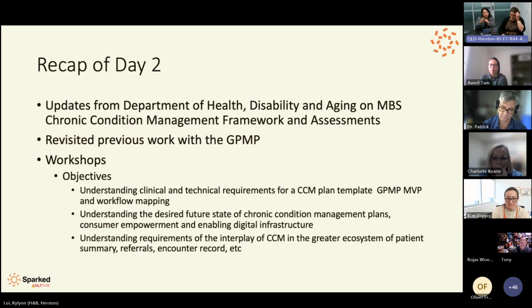But also understand what's the roadmap, what's the desired future state of the chronic condition management plans to support consumer empowerment, multidisciplinary team, and really what enabling digital infrastructure do we need, and thinking about it all within that greater ecosystem. If we start having patient summary, we've got e-referrals, we have encounter records, how do all of these things come together?